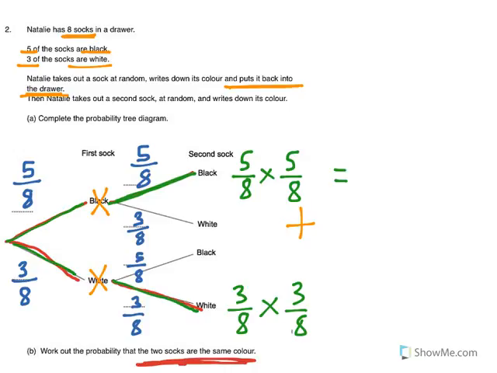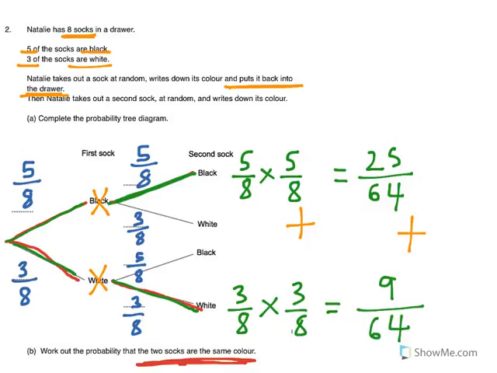So times in fractions is nice and straightforward. We times the tops and then times the bottoms. 5 times 5 gives me 25 over 8 times 8, which is 64. And then here 3 times 3, which is 9, over 8 times 8, which is 64. And don't forget, you then add these values together.